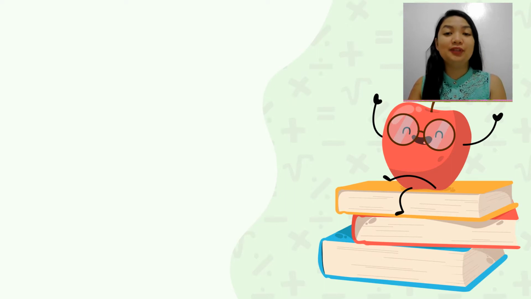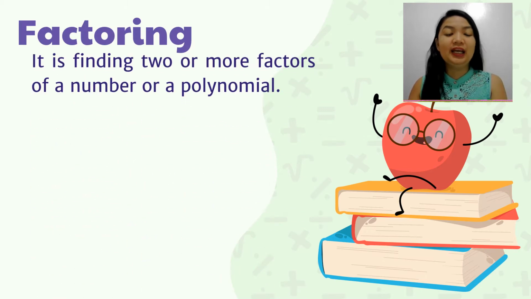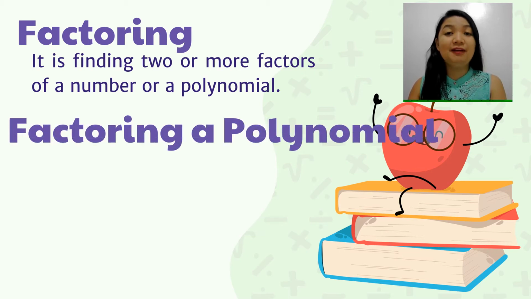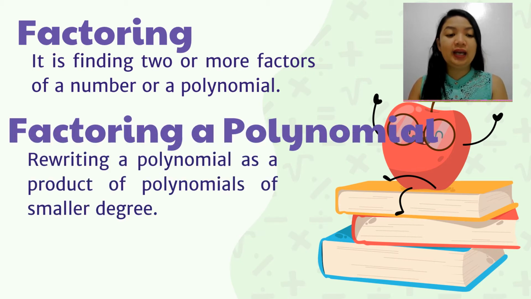Before we have the common monomial factor, let us review factoring. Factoring is finding two or more factors of a number or a polynomial. Factoring a polynomial is rewriting a polynomial as a product of polynomials of smaller degree. Factoring is the reverse of multiplication, wherein we get factors instead of products, out of the products.